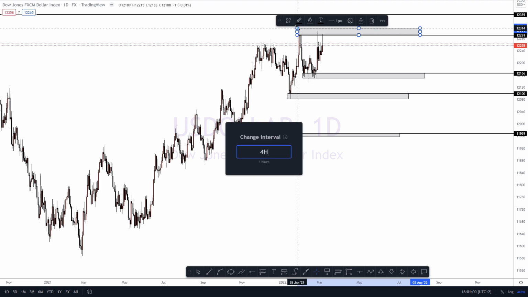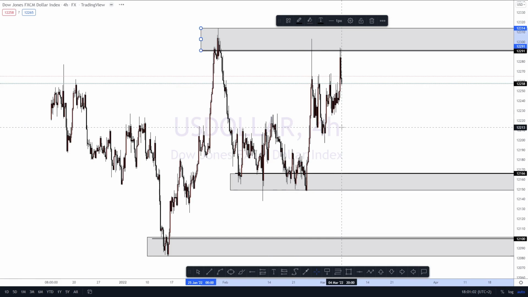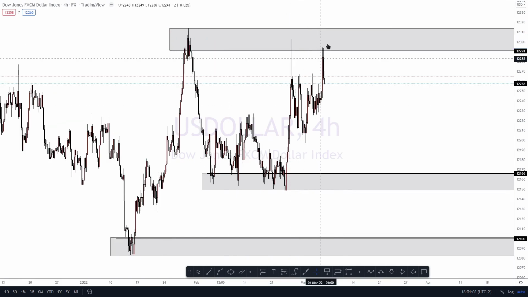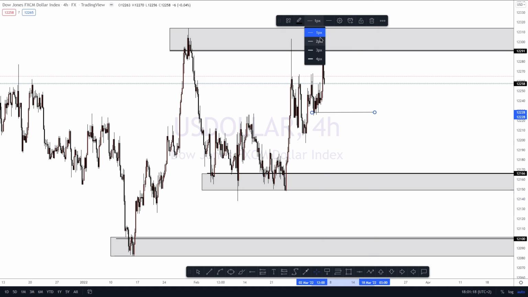So we go in 4 hours. You see that on 4 hours we are also rejecting this level, and you could potentially see price either coming to this zone, either to break it or to just retest. But the only thing I want to see is price moving, not just staying where it is right now, right? This is most probably our high low, and you can see that we're in a bullish type of momentum.